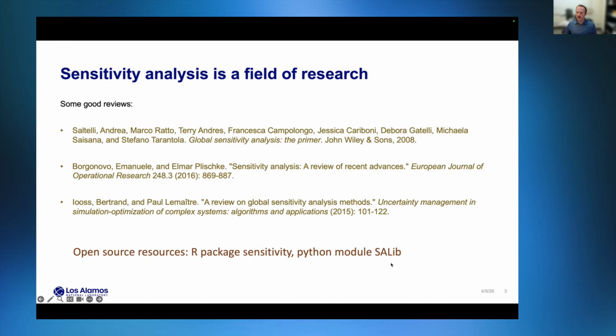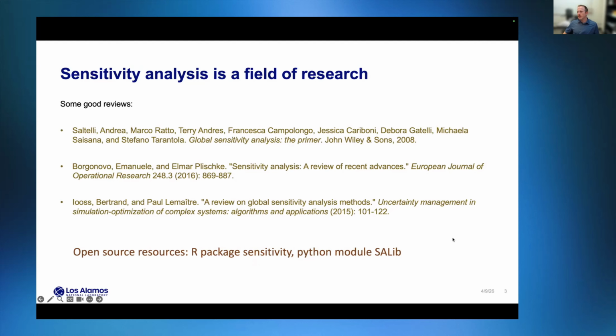In Python, the SALib module is an up and coming module for doing similar things in Python. There's a lot of resources in MATLAB. UQ Lab from ETH Zurich is a great resource. And some other resources out there, OpenTurns. I'm guessing Dakota has some capability, Dakota from Sandia.